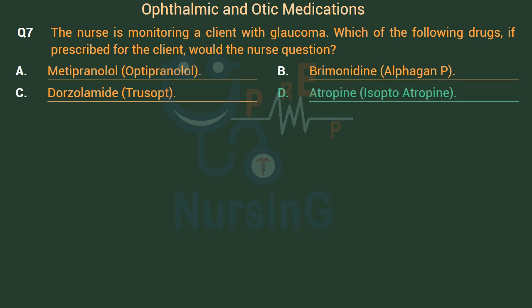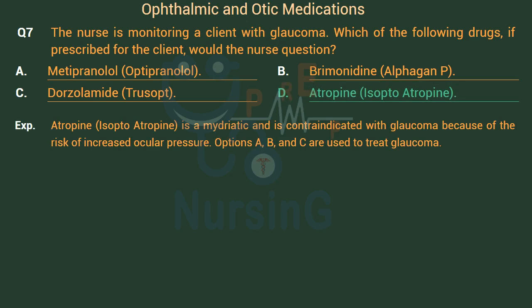Atropine, Isopto Atropine, is a mydriatic and is contraindicated with glaucoma because of the risk of increased ocular pressure. Options A, B, and C are used to treat glaucoma.